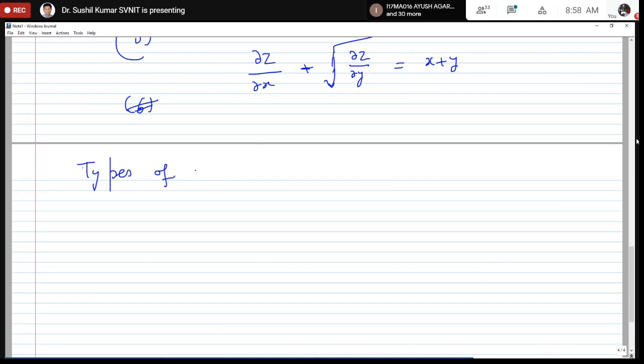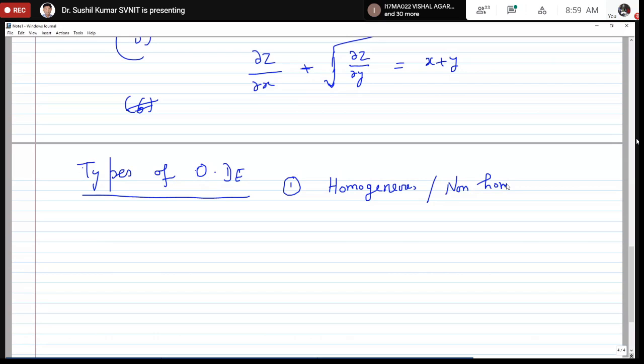Types of differential equations. So first, I'll discuss the types of OD and then PD. First, I'll discuss homogeneous and non-homogeneous OD. Yes, anybody? What is the meaning of a homogeneous differential equation and a non-homogeneous differential equation?